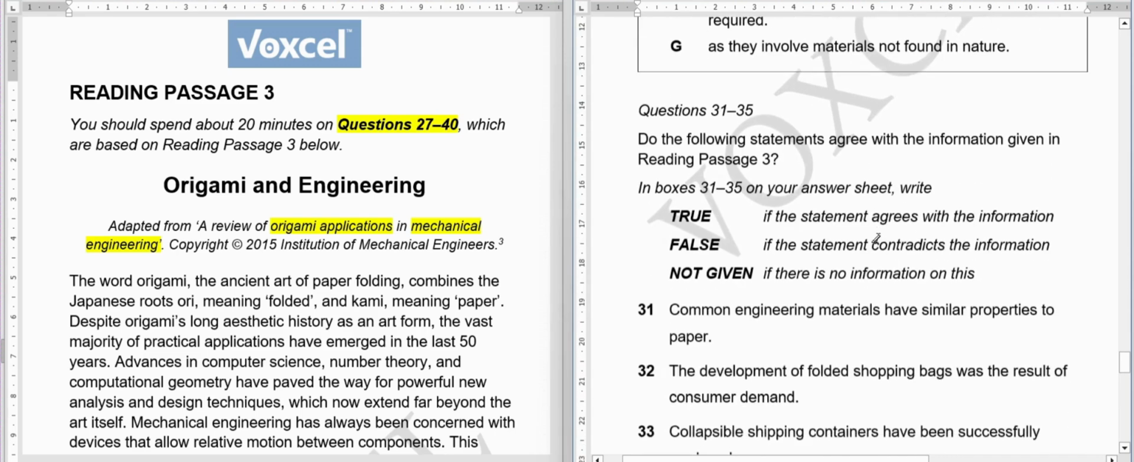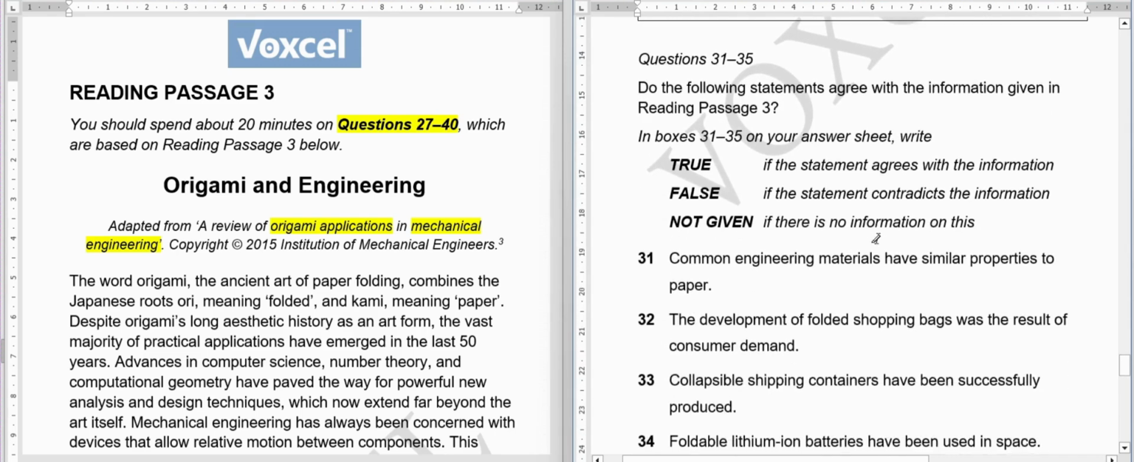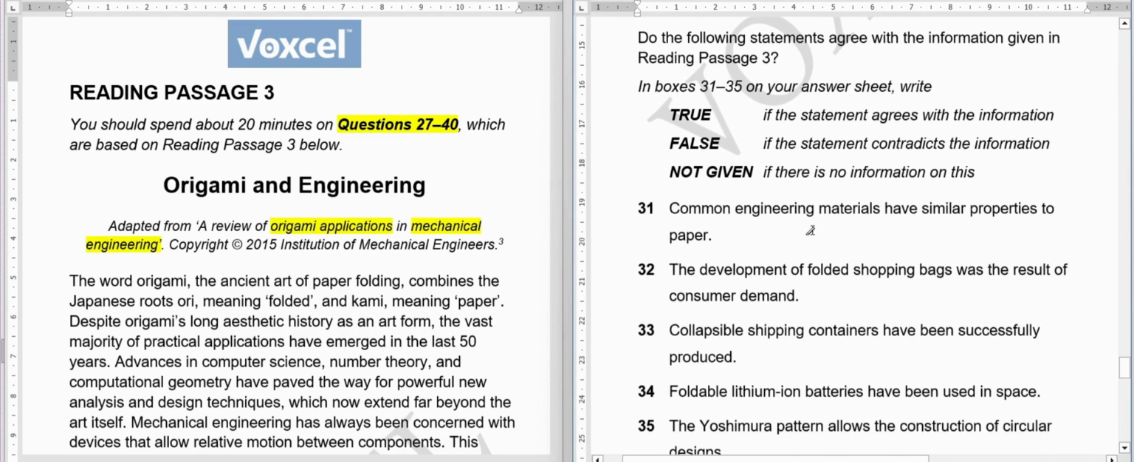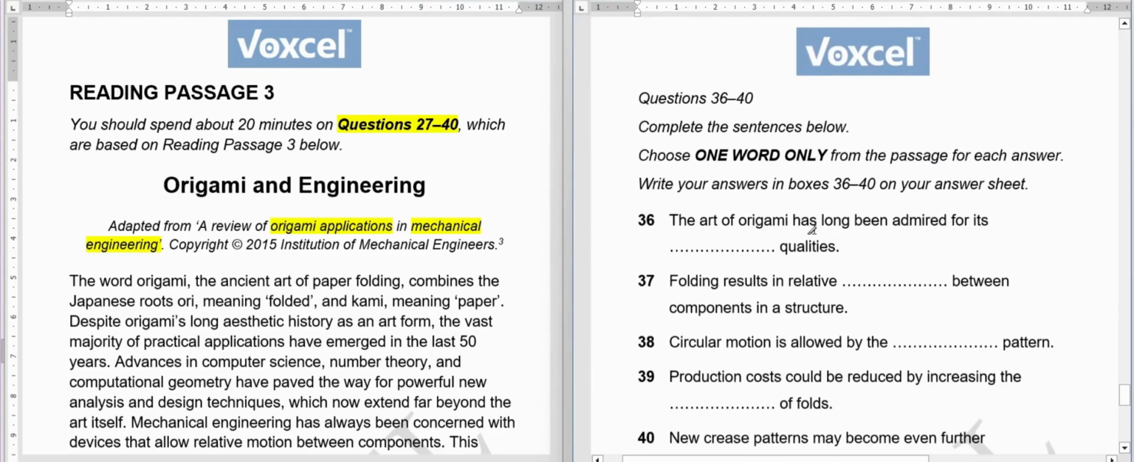Okay, moving on to 31 to 35. We are given true, false, not given. So we have to tell whether the statement is true, false, or not given. And then blanks. This is very important to understand. You can only write one word only. If you write more than one word, your answer will be marked as incorrect, though maybe one of those two words is correct, because if you exceed the word limit, your answer will be marked as incorrect. So you should be very careful about this also.